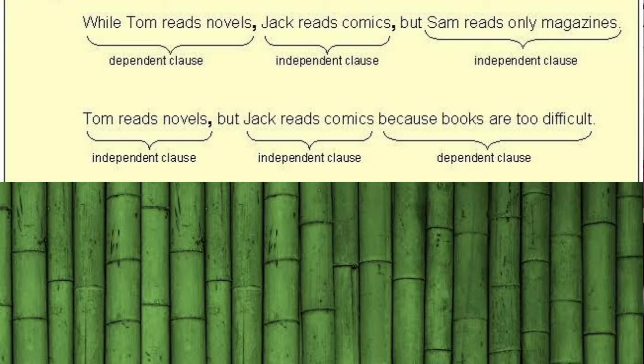Let's take another example. Tom reads novels, but Jack reads comics because books are too difficult. This example is still a compound complex sentence because it is still composed of two independent clauses and one dependent clause. Our independent clauses here are Tom reads novels and Jack reads comics, while our dependent clause here is because books are too difficult.